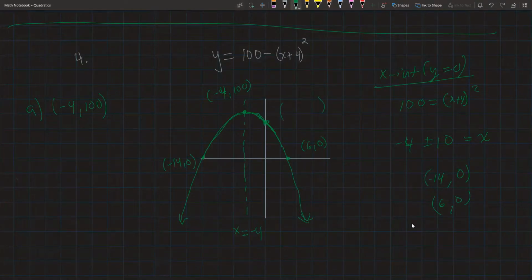Let's show the work here on the left side. What do you know about the y-intercept? Its x value is 0. And therefore, we know that we are going to get y equals 100 minus 4 squared, or y equals 100 minus 16, which is (0, 84).